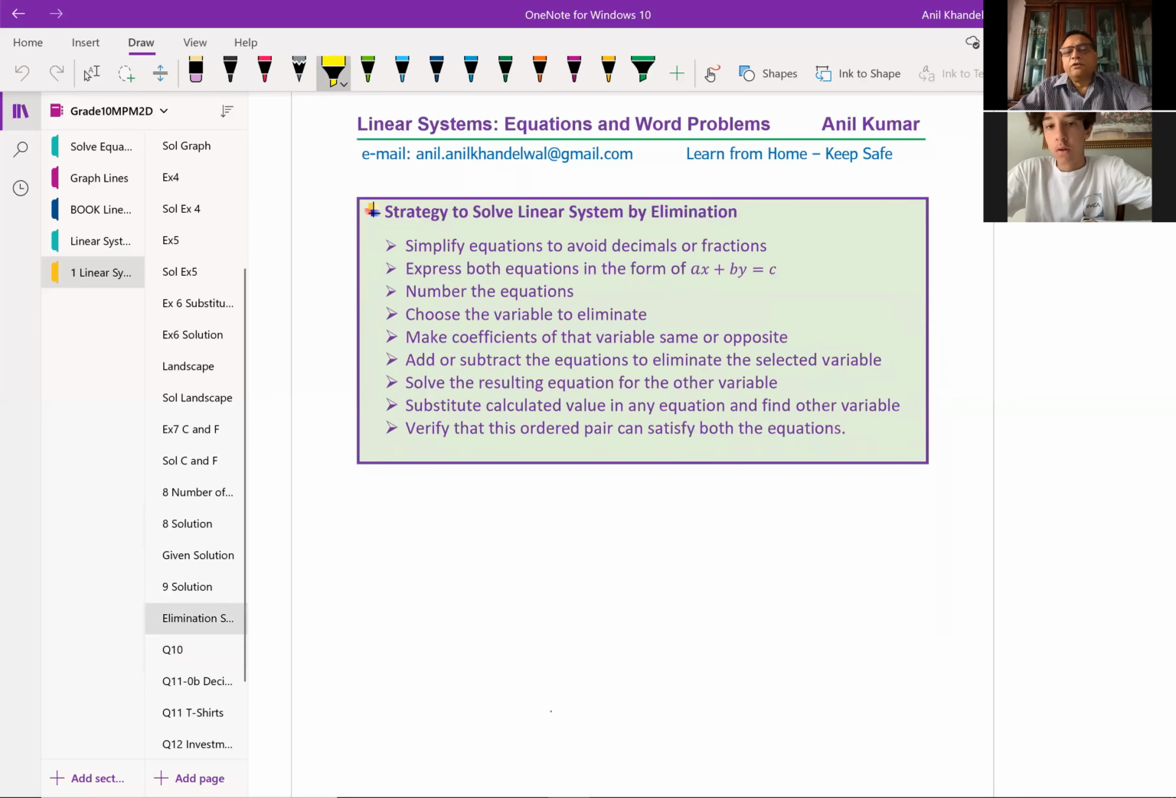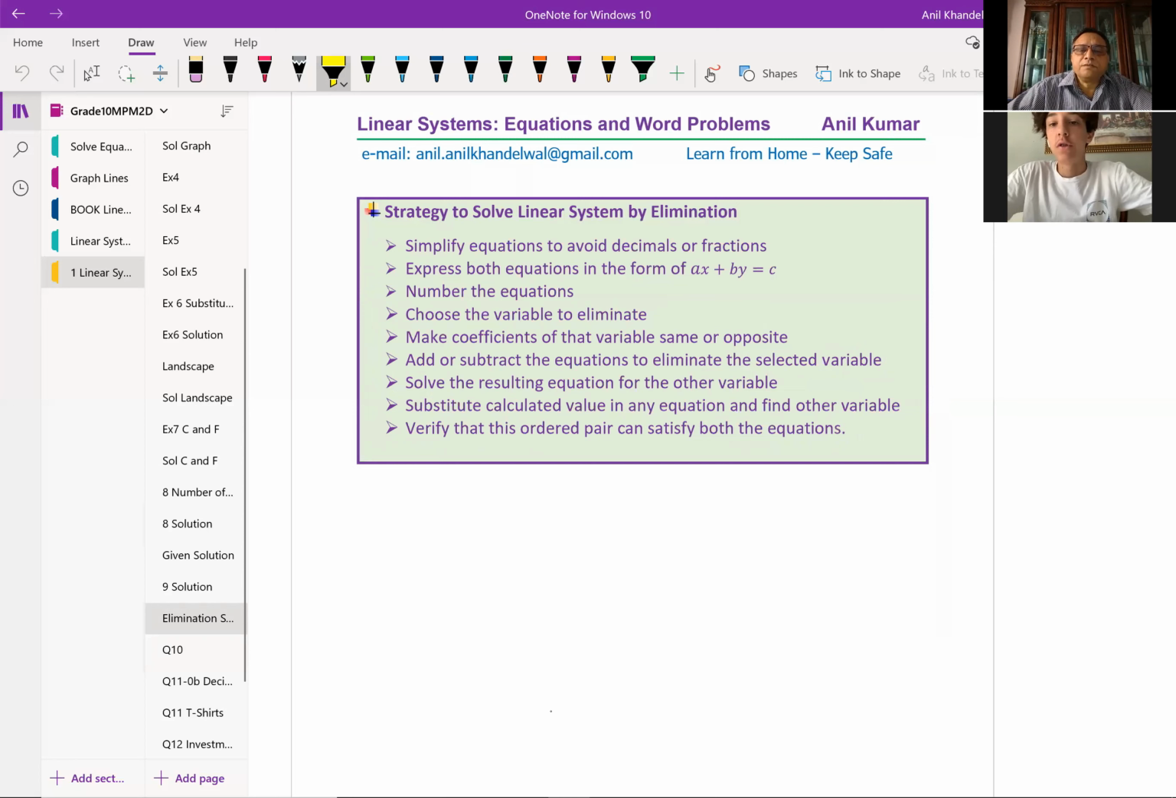And now I would like you to read all the steps a bit loudly so that we all can hear and tell me if you understand them. Yes. Okay, so first off, we have simplify equation to avoid decimals or fractions. And then we have express both equations in the form of ax plus by equals c. Number the equations, 1 or 2, or so on.